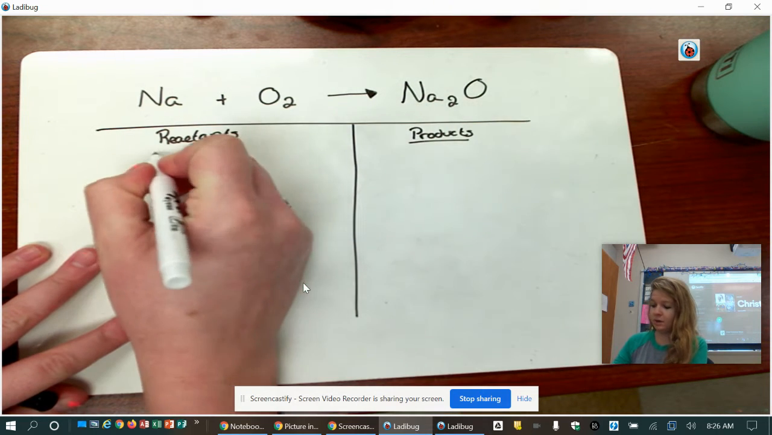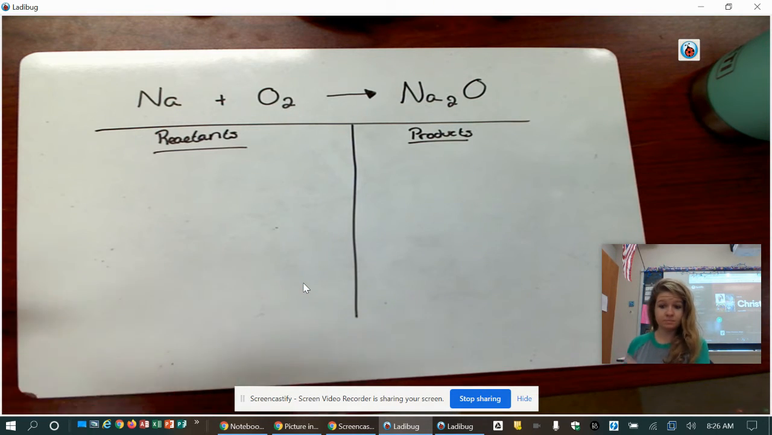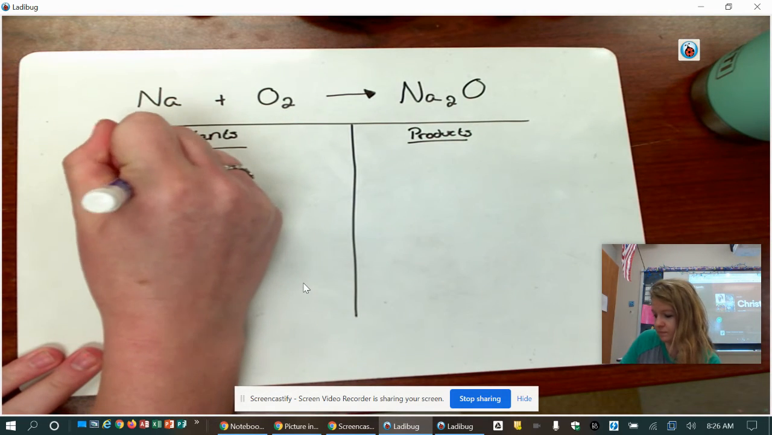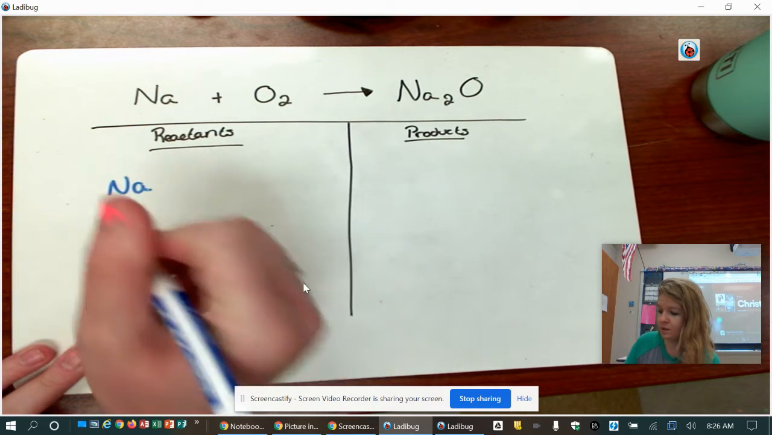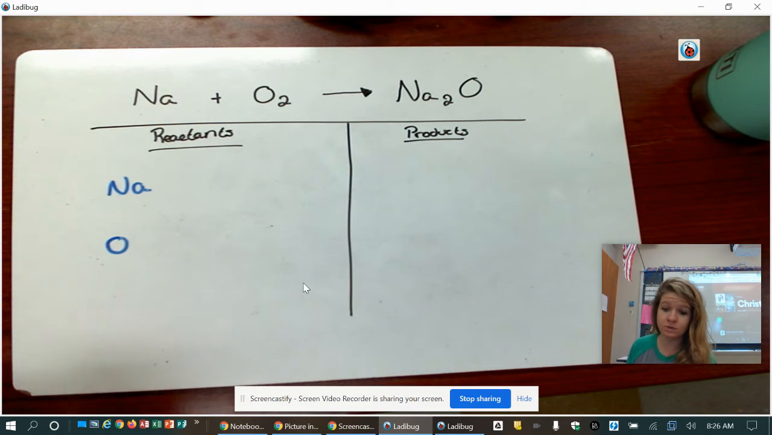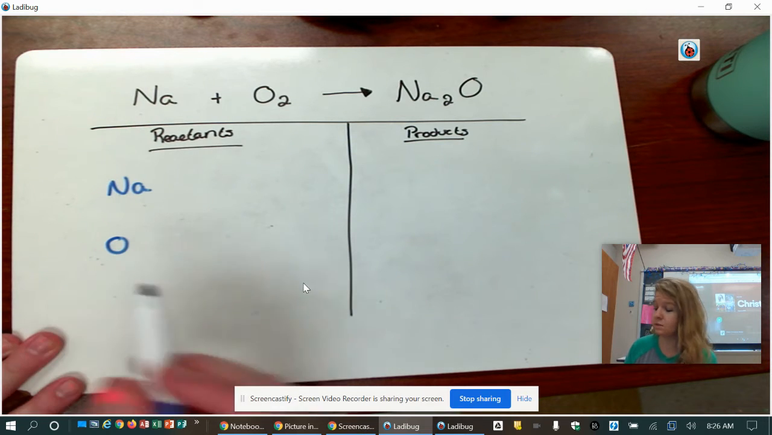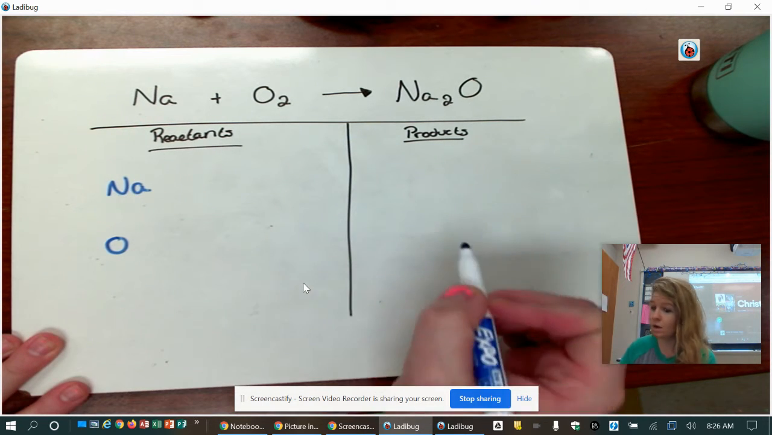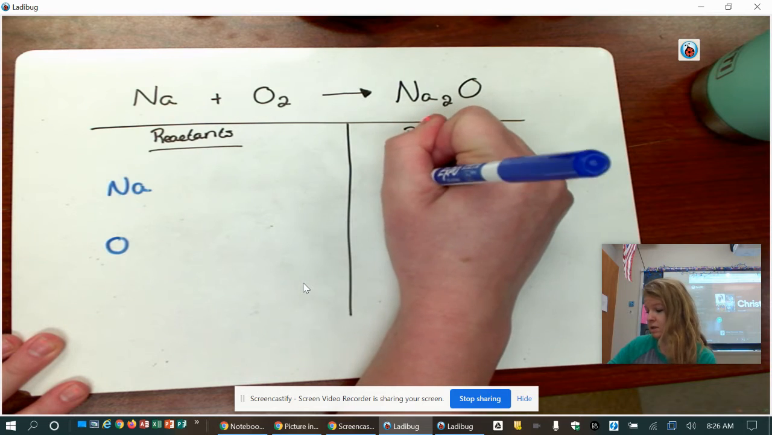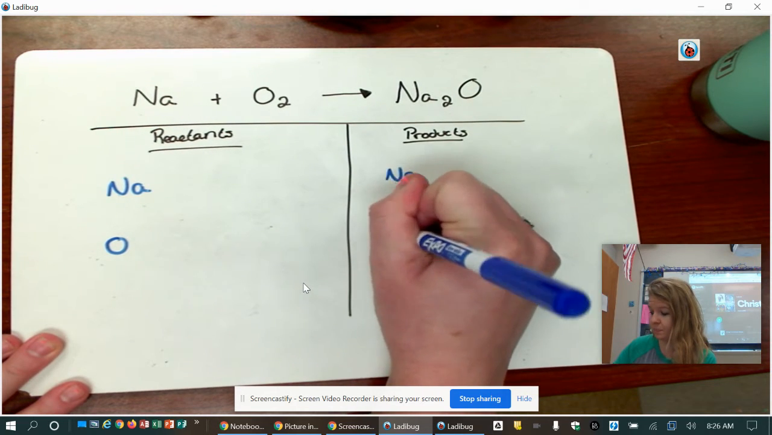Your reactants and your products have to be equal. So let's set it up. On this side, we have sodium and we have oxygen. Remember, we're just making and breaking bonds. We're not making new elements. So if we have sodium and oxygen on this side, we're going to have sodium and oxygen on this side.